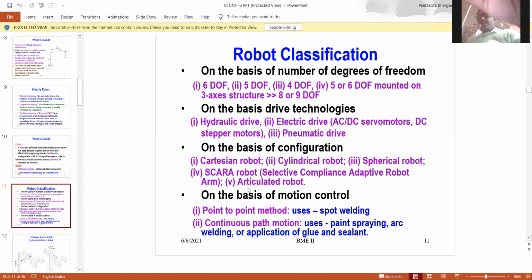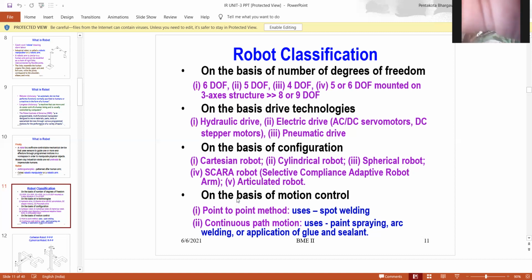And next, the fifth one is the articulated. The articulated robot has 6 degrees of freedom, and Cartesian is single degree and multiple degrees. Cartesian, cylindrical, and spherical also have 3 degrees of freedom. Okay, these are the configurations.